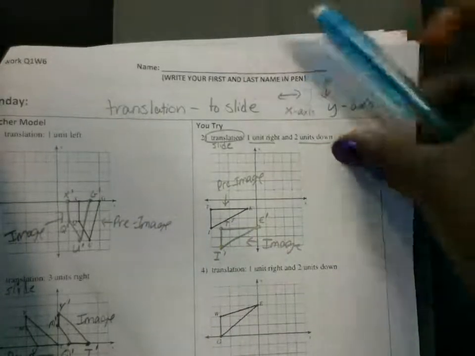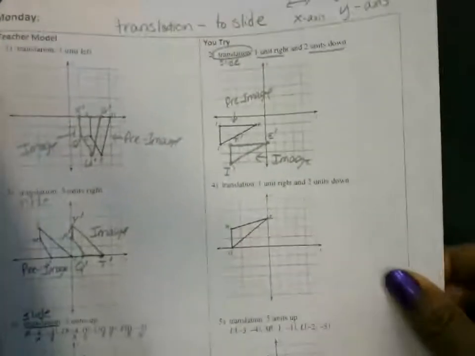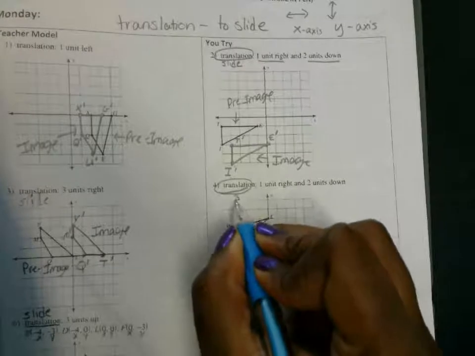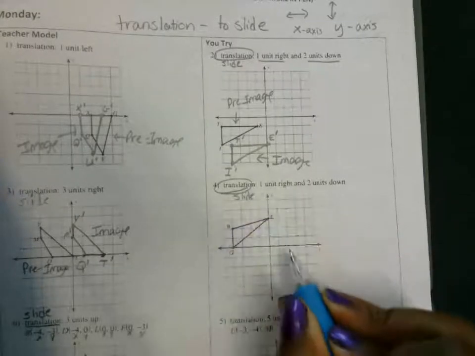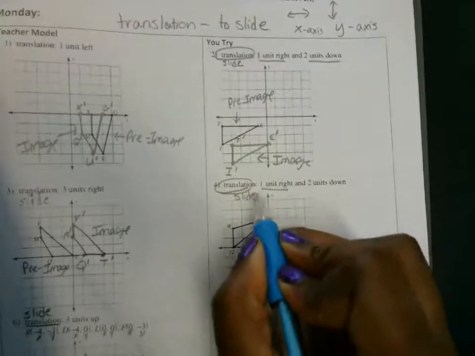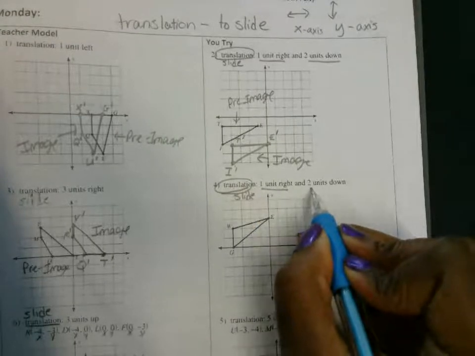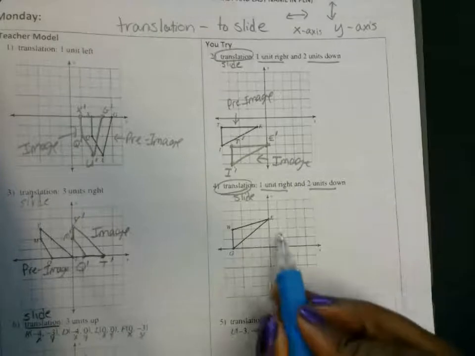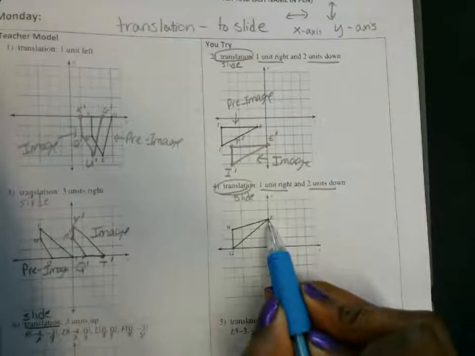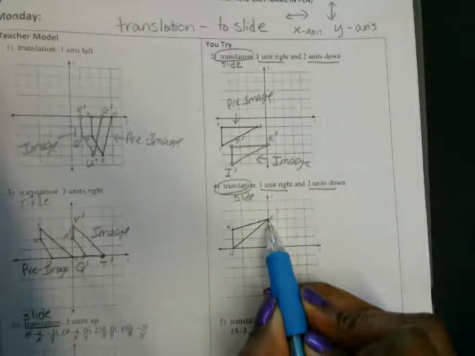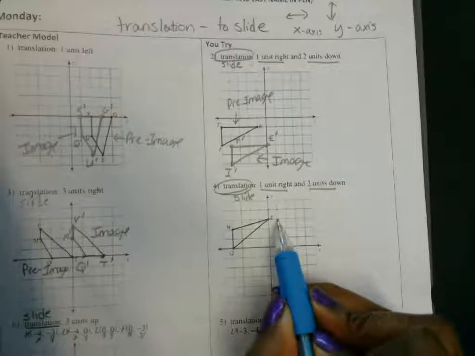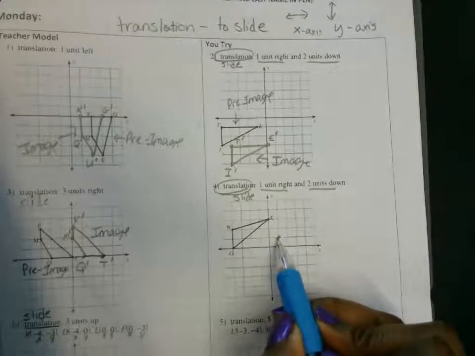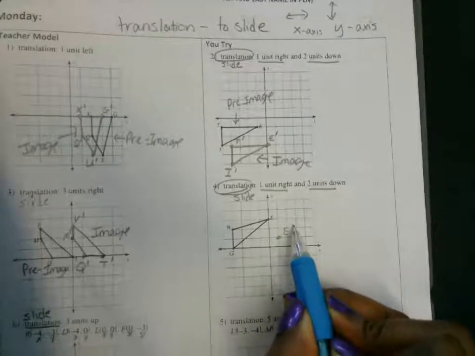All right? Let's do number 4. Translation is to slide. Okay? So how are you going to slide this time? We're going to move 1 unit to the right, 2 units down. We're doing the same kind of move again. So let's take E, 1 unit to the right, 2 units down. See how I'm going to move it to the right? 1 to the right, down, 1, 2. This is E prime.